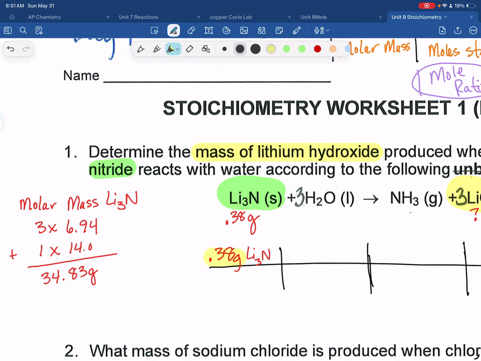Let me highlight this. Oopsies, wrong color. Daggone it. Let's see if I can get rid of just the color. Stop it. Okay.